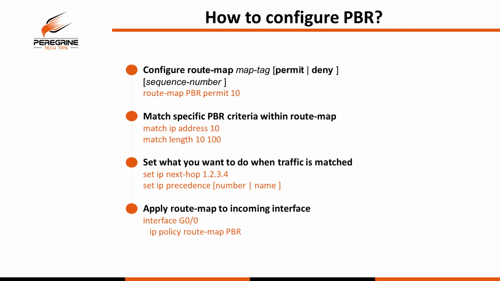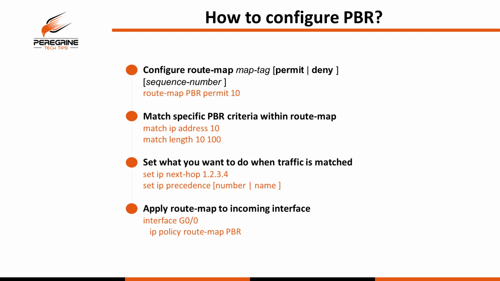When it comes to the configuration, it's actually fairly straightforward. We first create a route map and give it a name. We then use a permit if we want to policy route the traffic, or we use a deny if we want to ignore PBR and have normal forwarding occur. That actually makes sense, as the implicit deny at the end of the route map means anything that wasn't matched in a permit statement will not be policy routed.